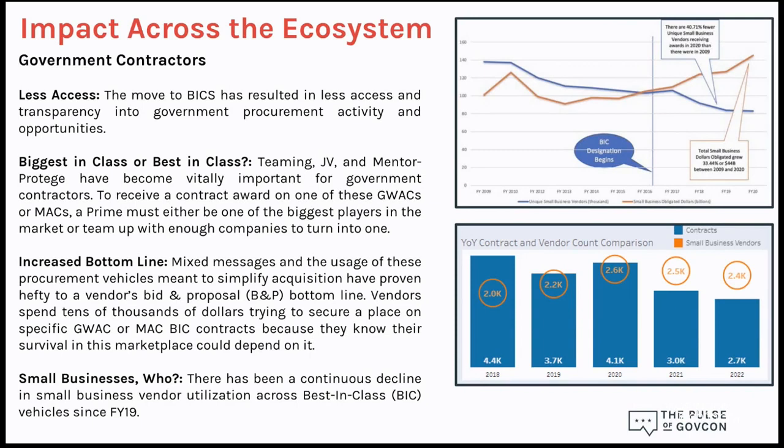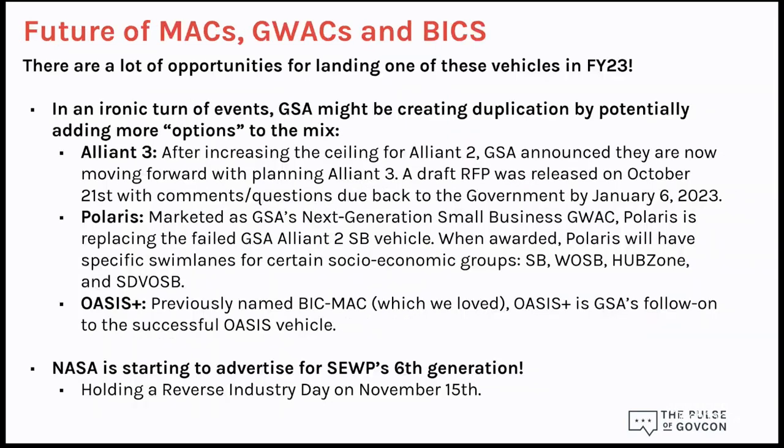So for government contractors, a little bit more about the impact across the ecosystem. As we talked about, less access. It is very much, is it biggest in class or best in class? That's something that we talk about as well, as teaming, JVing, and mentor-protege has become vitally important to compete across these contracts. Increased bottom line, you know, to compete against these things, it takes a lot of dollars, right? And a lot of work, and I'm sure everyone here understands that. As well as small businesses, where, as we talked about, there's been a major decline in small business vendor utilization across BICs. So let's talk about the future a little bit.